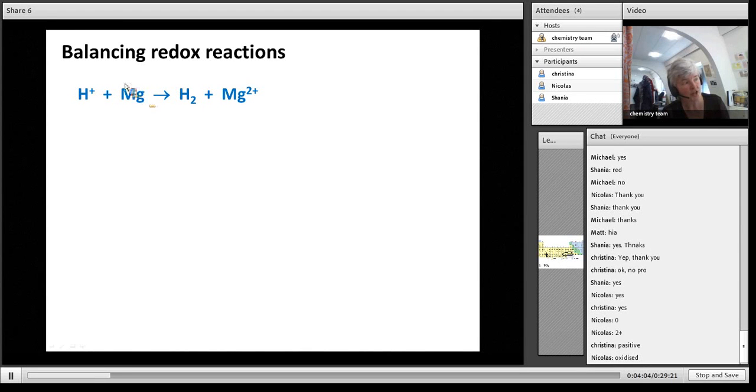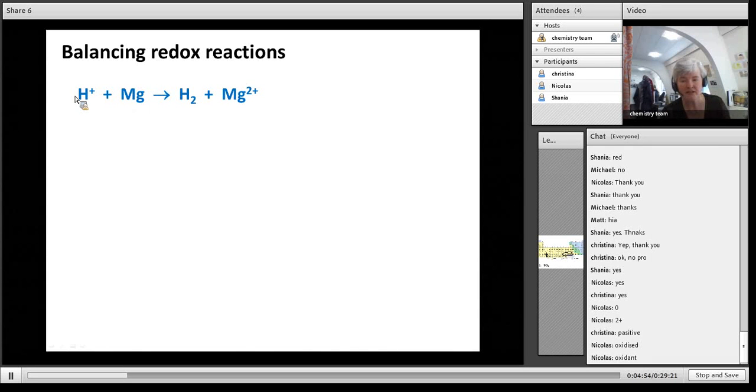Because magnesium has lost those electrons and handed them over, it's the reductant, because it's reducing the hydrogen ions. The hydrogen ions are taking electrons from the magnesium. So what are the hydrogen ions? Are they an oxidant or a reductant? Now, don't worry if this sounds like gobbledygook, because I know we did this last term and you may not have sat in on the lesson last term. But does anybody want to have a go and think of hydrogen ions as taking electrons from magnesium? So it's oxidizing the magnesium. Correct, Nicholas. So if it's oxidizing the magnesium, it's the oxidant.